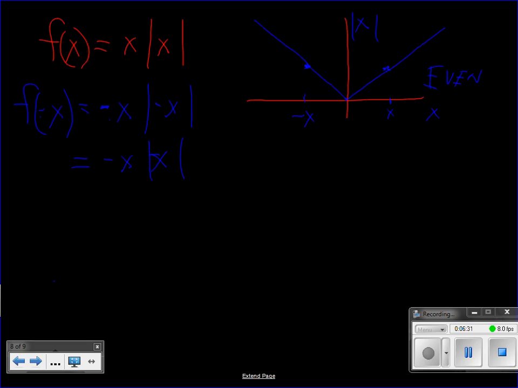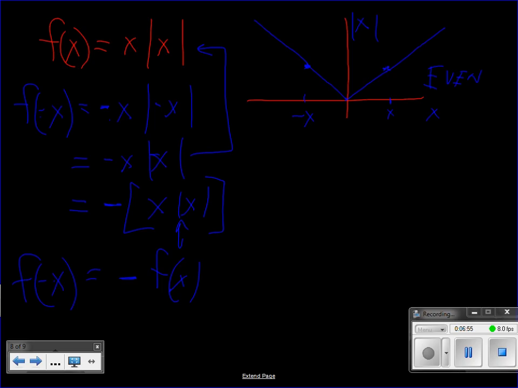All right, now how does this compare with the positive value? Well, it looks like that's just equal to negative times the whole thing, x square root of x. That is just equal to f of x. So it's negative f of x. And what type of symmetry is that? Well, that is odd symmetry.